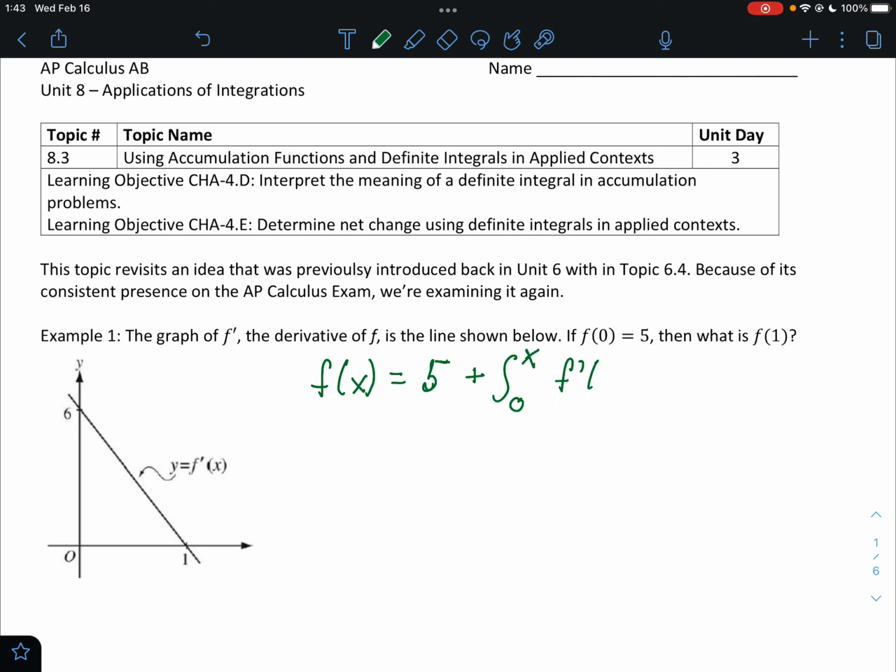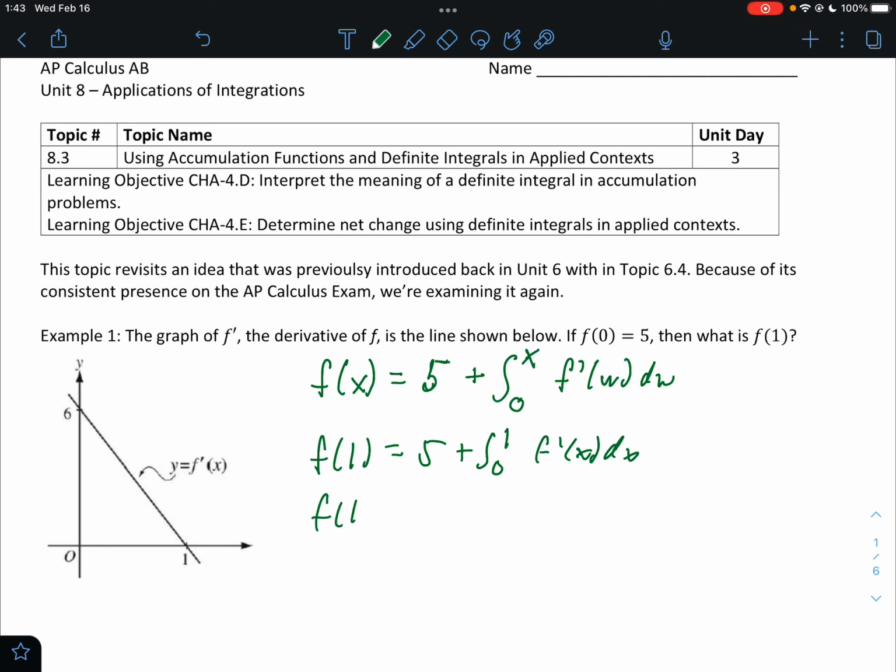But remember, when we talked about this back in 6.4, we can't use the same variable here, so we can use any other variable that we want. Let's call it w, f prime of w dw. Okay, if you don't like w, use another variable. Just don't use x and don't use y, okay? So now if we're trying to find specifically f of 1, we can say, all right, f of 1 would equal 5 plus the integral from 0 to 1 of f prime of x dx. Now we can call it f prime of x because we're no longer using x in the integral.